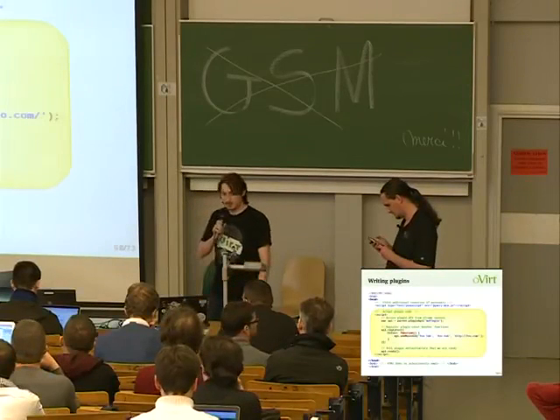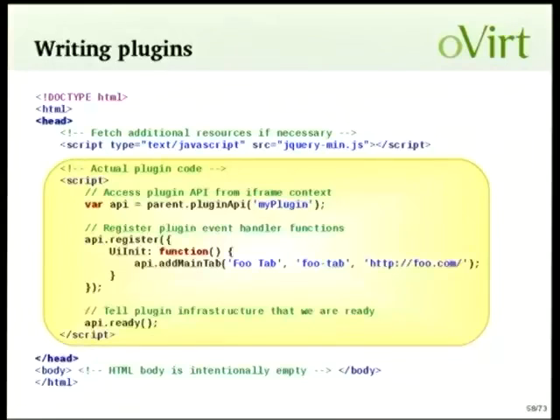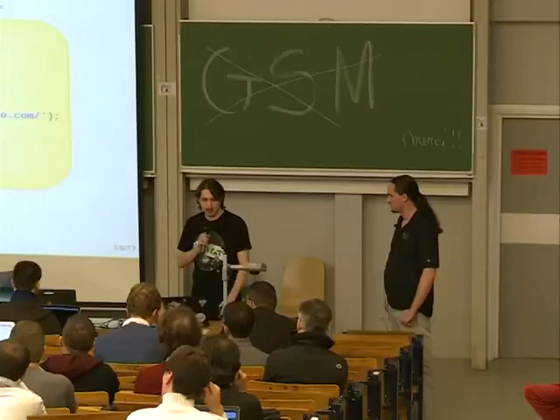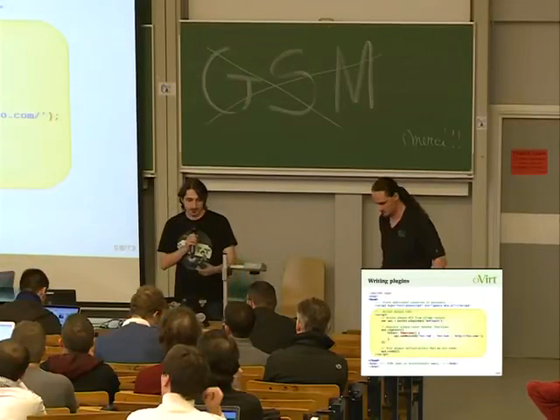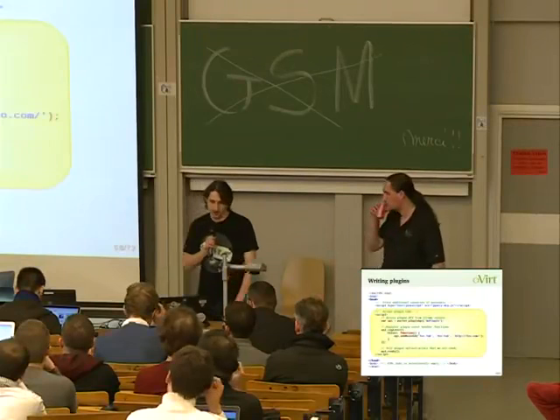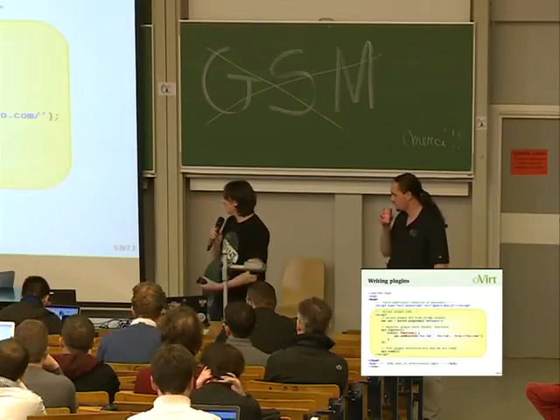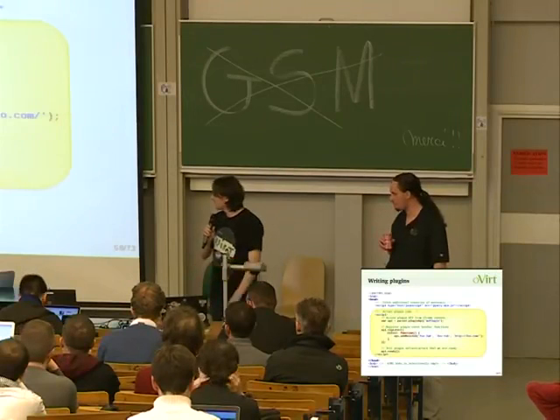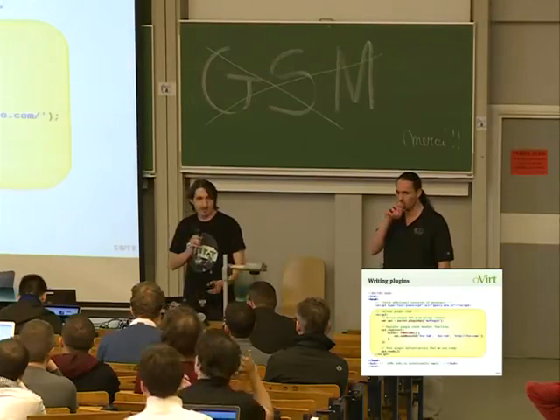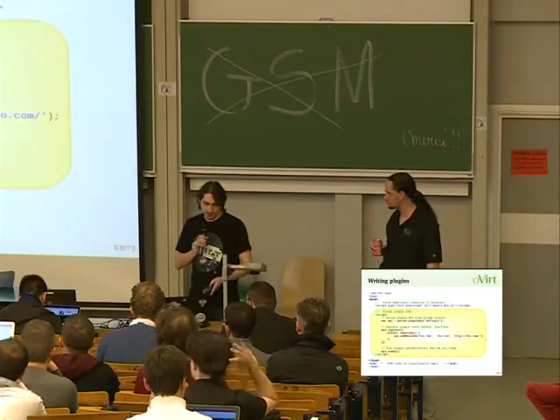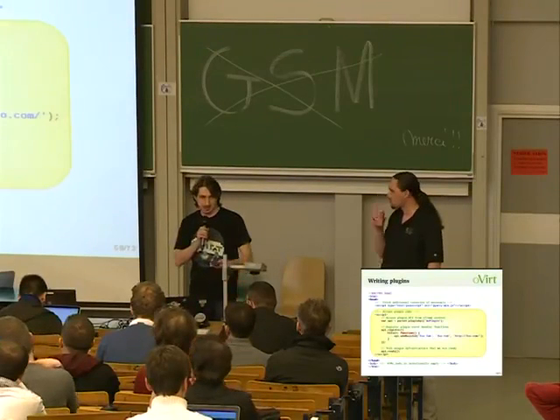Let's have a look at a very, very simple plugin. As you can see, it's basic HTML code and the JavaScript section. One important thing to know about UI plugins is that plugins are executed in an iframe. So you have to access the plugin API from the iframe. You then call the API register function to register the plugin event handler. And in this example, we are adding a new main tab. The label of the main tab is foo tab, and it will display the website foo.com in this tab. And with API.ready, we are telling the plugin that the tab can be displayed.